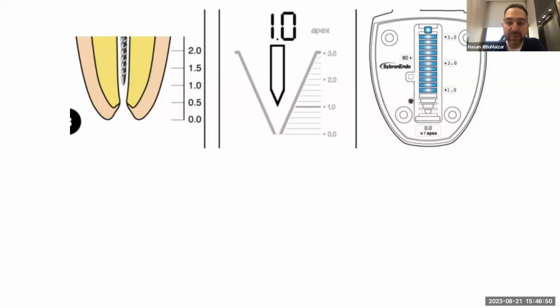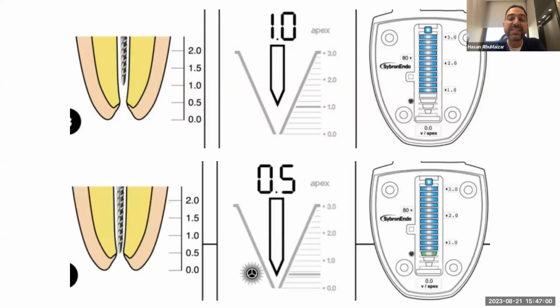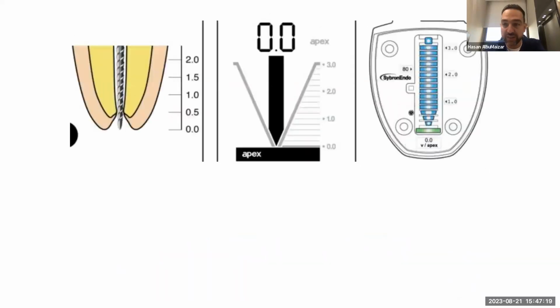If you want to work 0.5 millimeter from the apex, you can. If you want to work 1 millimeter, it's debatable. We're not going to discuss this now. However, the only true reading is the zero reading. So as an example, if on the apex locator you went down from 1 to 0.5, that shouldn't mean that you are 0.5 from the apex. This 0.5 may stay for another 2-3 millimeters until you reach the apex. So the only proper reading is the zero reading.